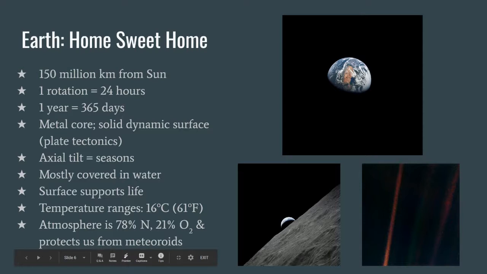The axial tilt is what creates our seasons. So we know we have that tilt that we talked about. And then it is mostly covered in water. The surface supports life, and the temperature averages about 61 degrees Fahrenheit. The atmosphere is 78% nitrogen, 21% oxygen, and it protects us from meteoroids. And then we also have one moon, and I love this picture down here in the bottom left part. That is a picture taken from the moon looking at Earth. So that one I really like a lot.